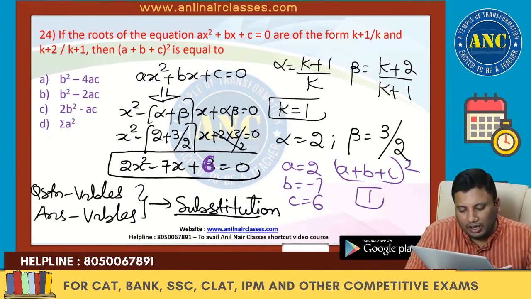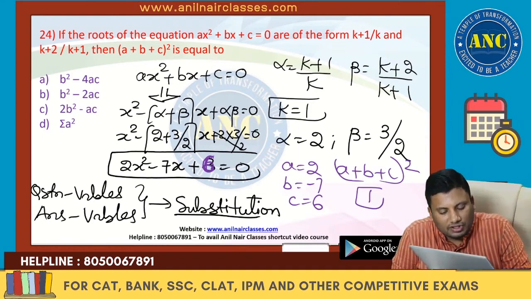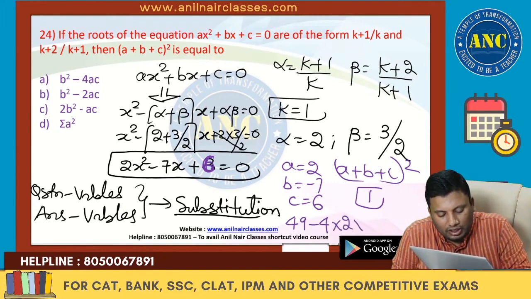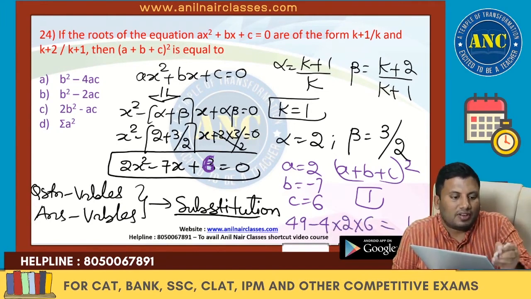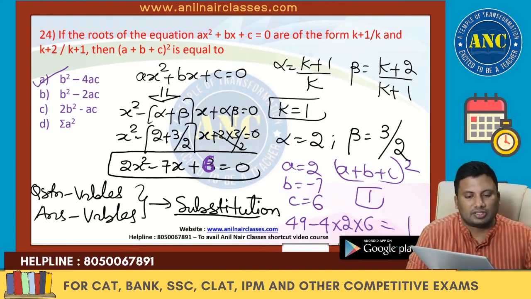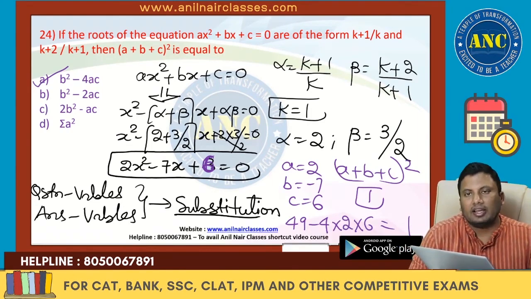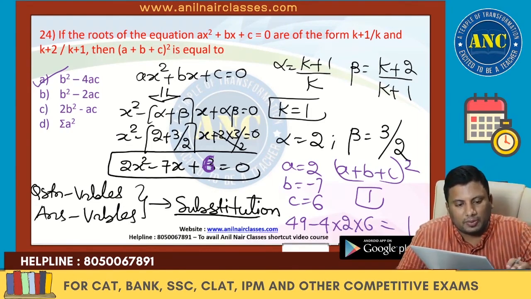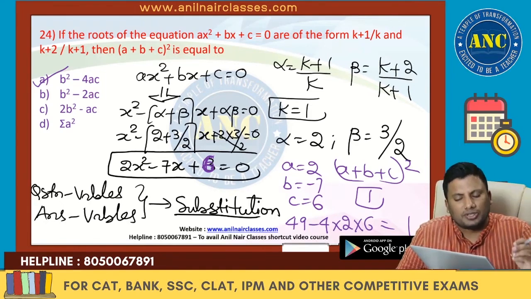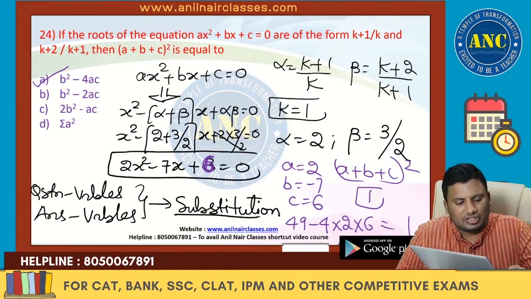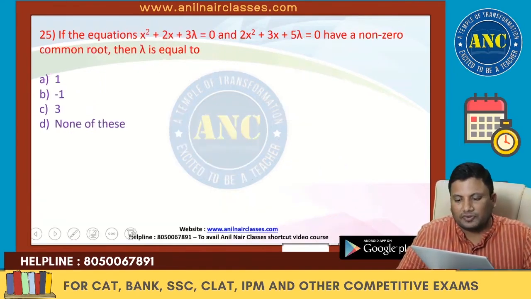B square minus 4AC. First option, 49 minus 4 into 2 into 6, which is 1. First option is satisfying the answer. Idea clear? Ax square plus bx plus c. Substitute the value for k and check it out which option is satisfying it.